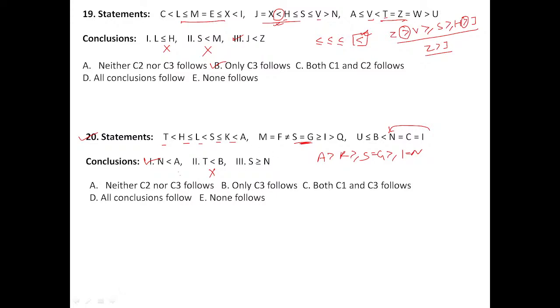Then 3, S greater than equal to N. So S, G, I and I equals N, we can say. So S greater than equal to N is also satisfied. So our answer choice is option C. Both conclusion 1 and conclusion 3 follow. Moving to the next set now.